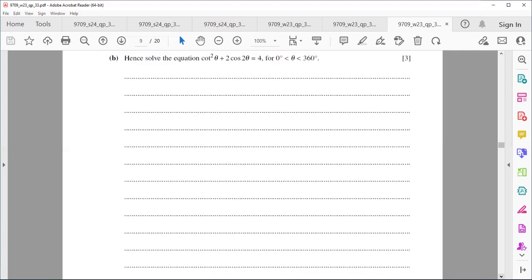So already, whenever we have the word hence, this means I have to use the result of the previous part. 4 times sine to the power 4 of theta minus 3 times sine square of theta and minus 1 equal to 0. I just want to check whether it is the correct equation or not.